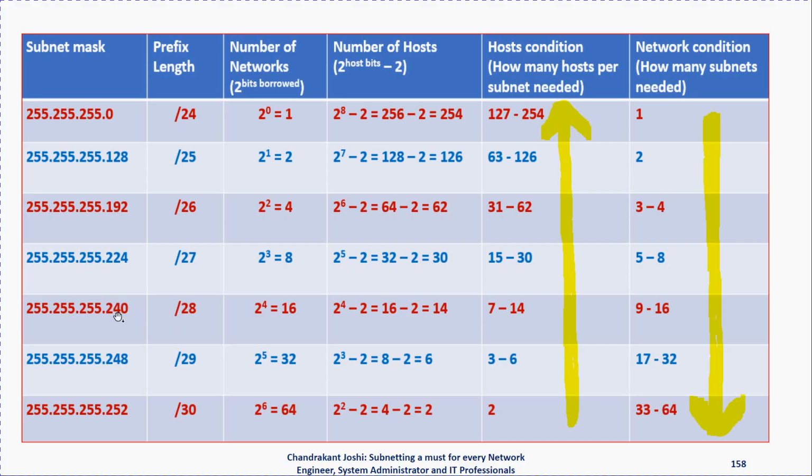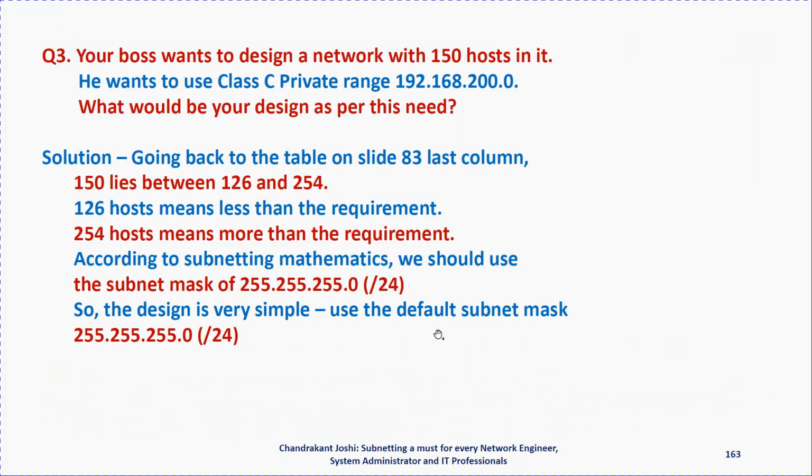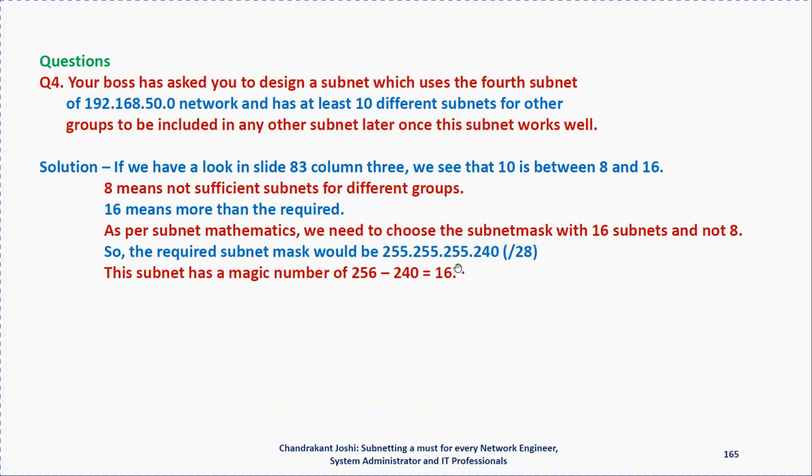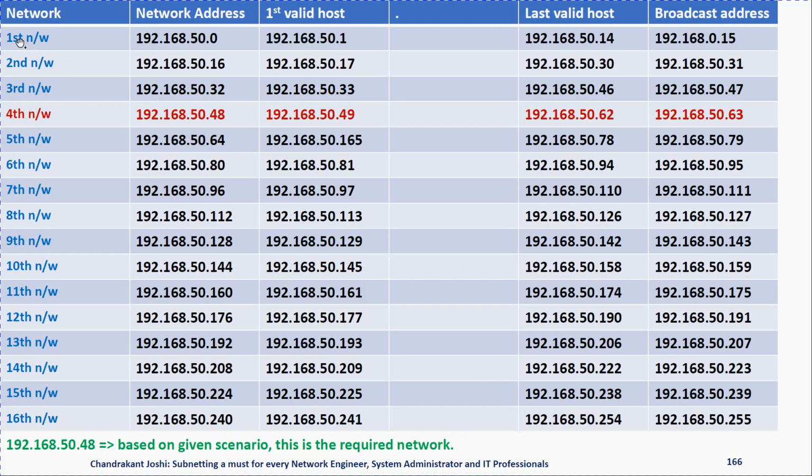So this is 240. 240 means block size of 16, and there would be altogether 16 networks. So remember, block size of 16. This is the fourth network. So 50.0, 50.16, because block size is 16. You remember 255.255.255.240. So 256 minus 240 is 16. So 16 is the block size.